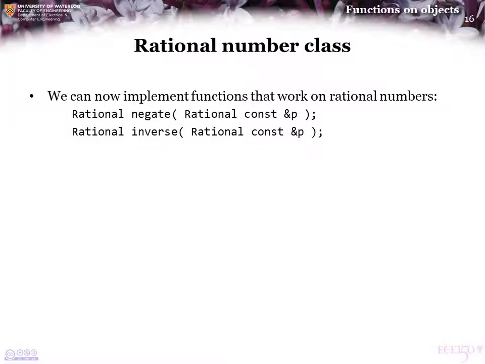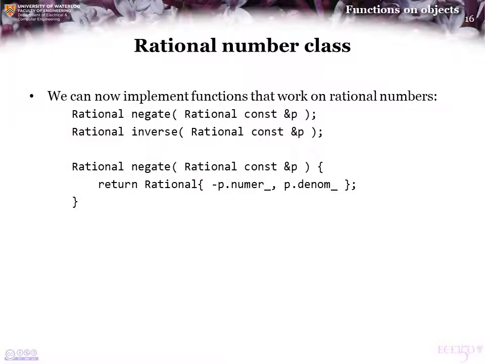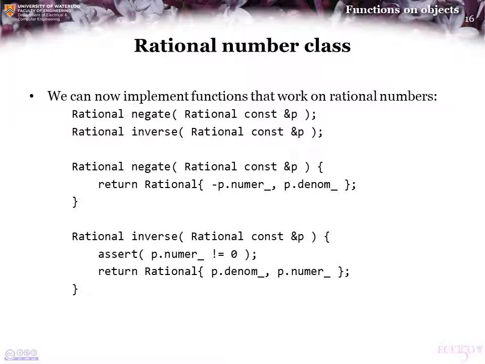Now, we may also want to negate a rational number or calculate the multiplicative inverse. These are reasonably straightforward. We just generate a new rational number and negate the numerator for the additive inverse. And for the multiplicative inverse, we simply assert that the numerator is not 0 and then return the rational number where the denominator becomes the numerator and the numerator becomes the denominator. Of course, if the numerator is 0, you cannot calculate the multiplicative inverse.